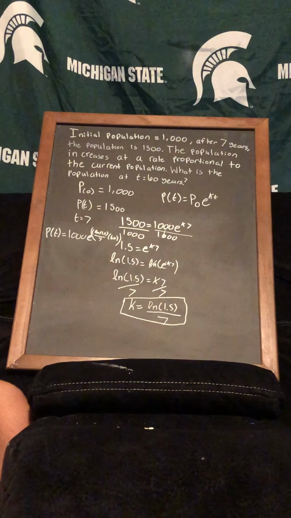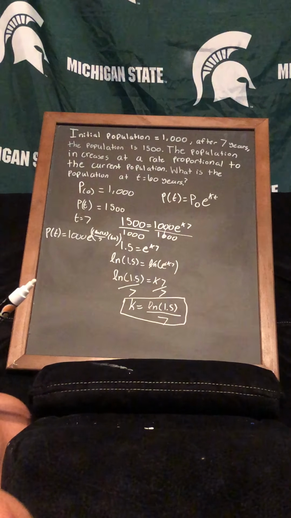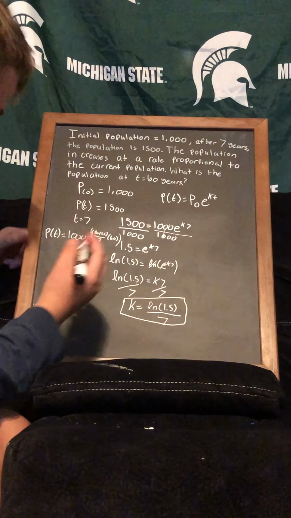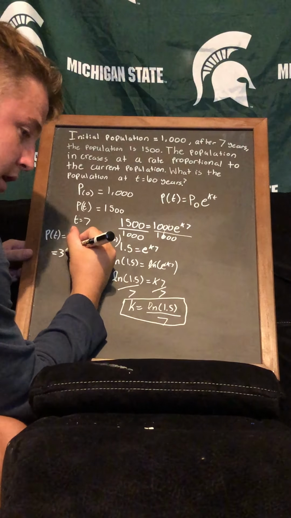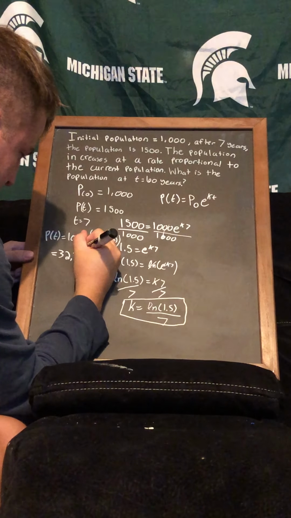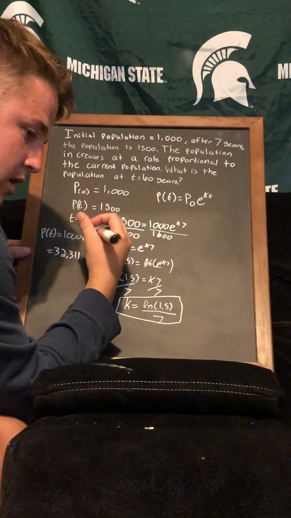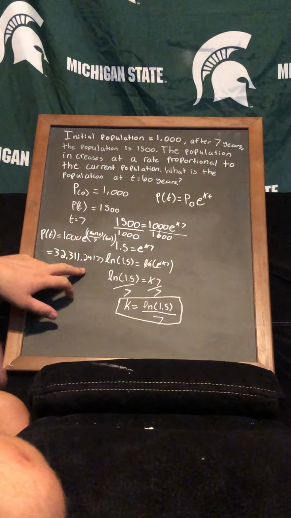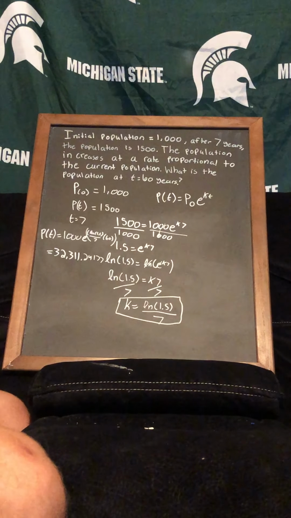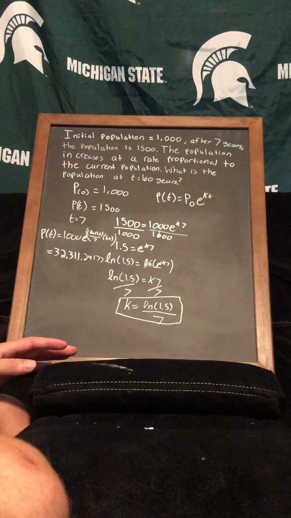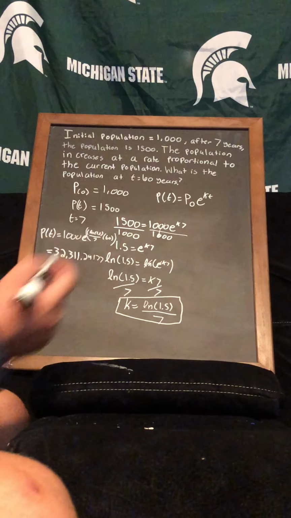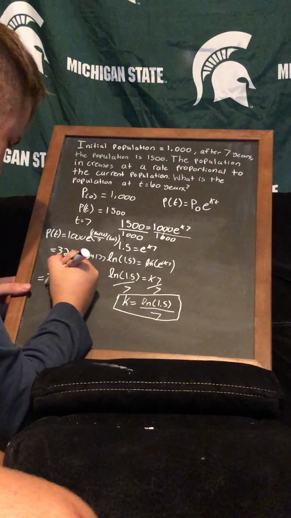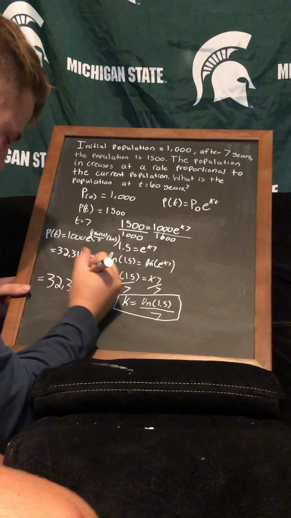Okay, so from there, you know, on a final exam, you are allowed to use a calculator. So from here, you will plug that into the calculator, and your answer is going to be 32,311.24177. Okay? Now, you can't have 0.2 of a person or a population or anything like that. Therefore, you have to round to the nearest whole number. So you will get the total population at t equals 60 years as 32,311.